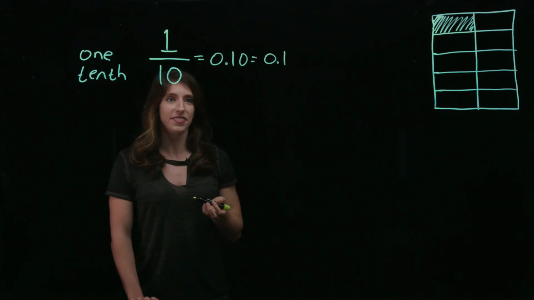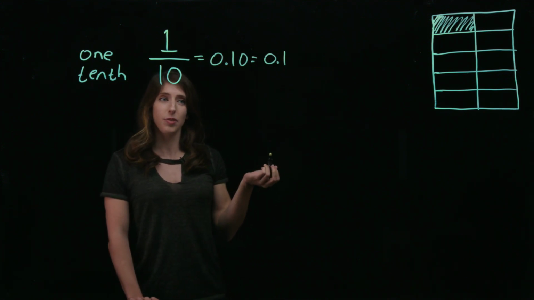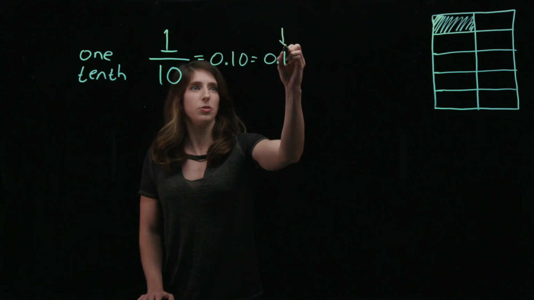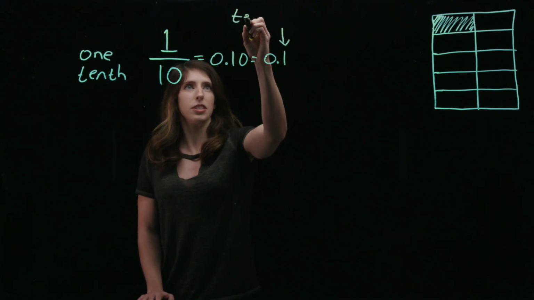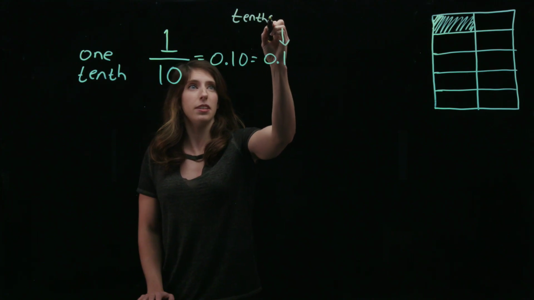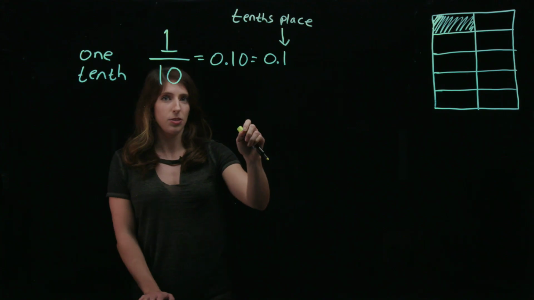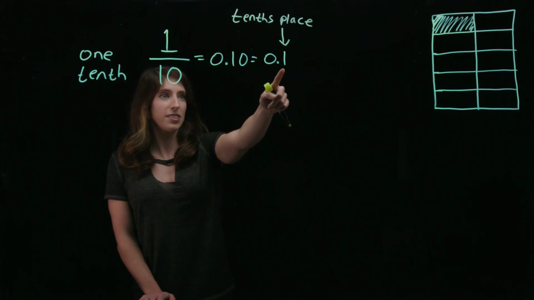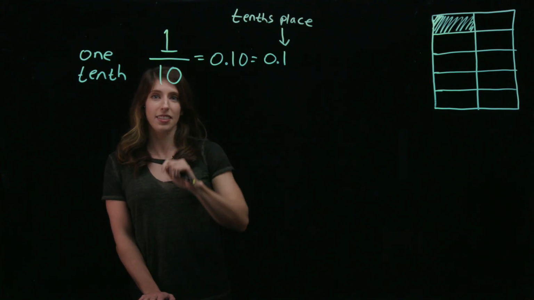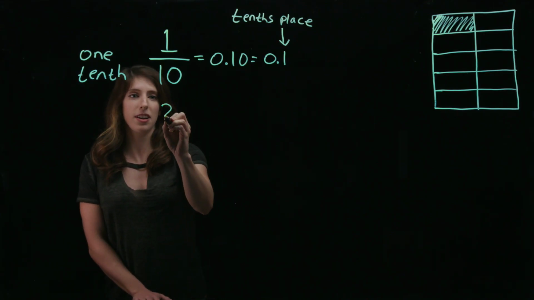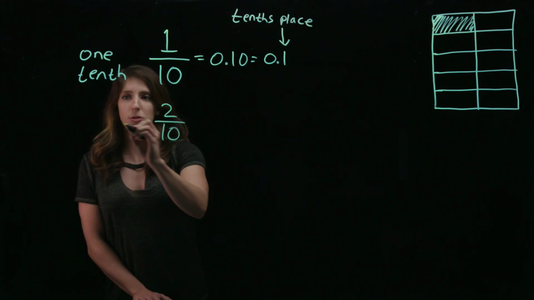0.1. Okay, and for the rest of our examples, and to see a pattern, it can be really helpful for us to know that the first digit after the decimal point is called the tenths place. So that digit, this 1, is telling us that we have 1/10. Okay, so if we wanted to try the next one, how about 2/10?